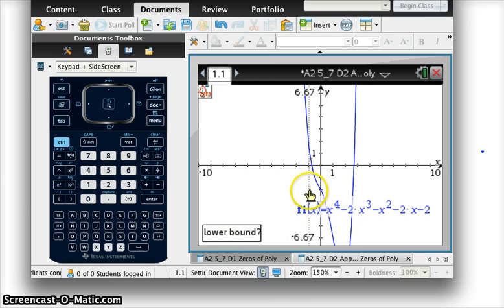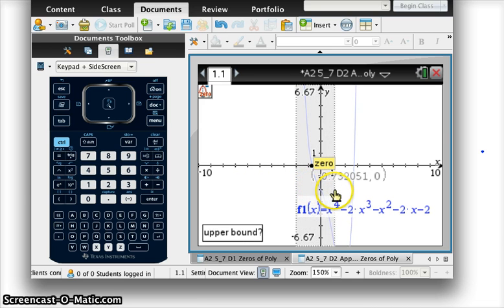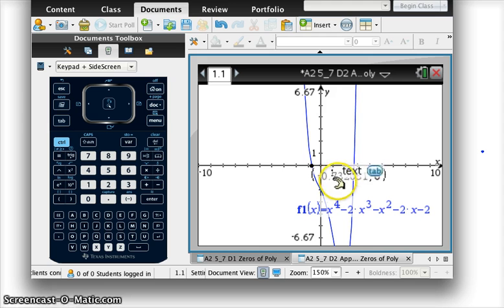I can't find both at once. So I'm going to go ahead and click on the graph a little bit to the left side of one of my zeros. Now it says upper bound, so I'm going to scroll over, and you'll notice it's kind of a grayed out area. And if I scroll past my 0 and then click again, it'll find that 0 for me right there.